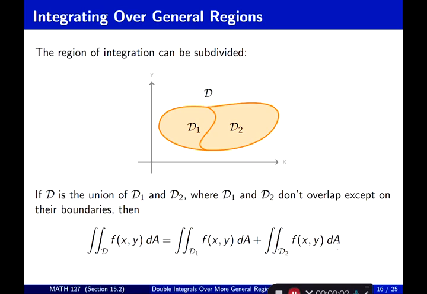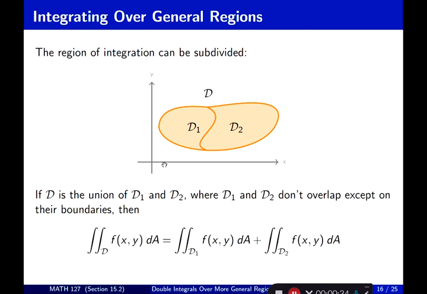We're continuing on section 15.2, double integral over more general regions. This time is how to divide a region into two regions. If D is the union of D1 and D2, and D1 and D2 don't overlap except for the boundaries, the two regions are disjoint except for the boundaries.